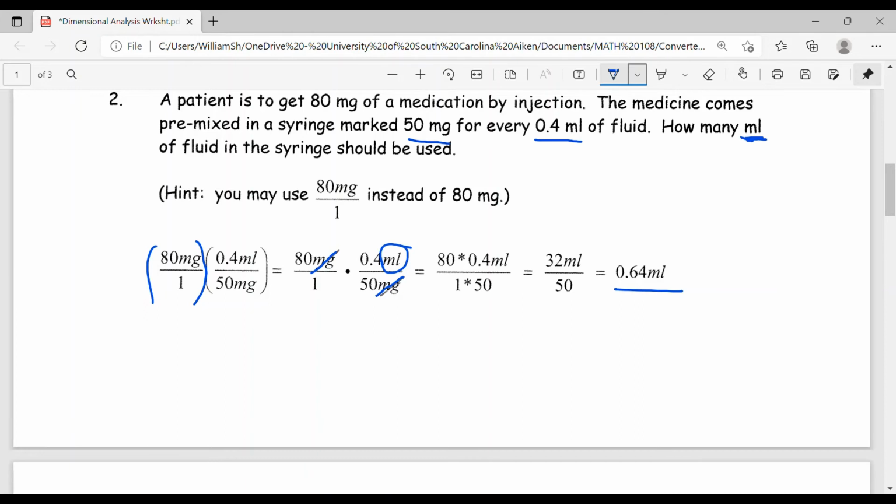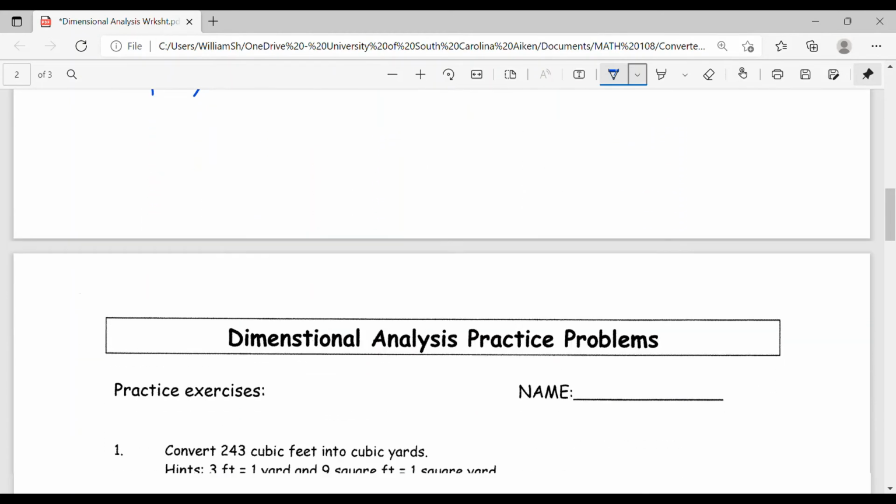So this is really an easy problem. All you have to notice is that this is your equivalency here. This is your conversion factor, because 50 milligrams is the same thing as 0.4 milliliters of fluid. If you can pick that out and organize it in the correct manner to know which you want it to end with, then you're ready to go.